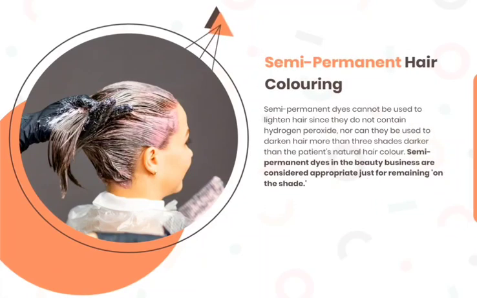Semi-permanent dyes cannot be used to lighten hair since they do not contain hydrogen peroxide, nor can they be used to darken hair more than 3 shades darker than the patient's natural hair color. Semi-permanent dyes in the beauty business are considered appropriate just for remaining on the shade.